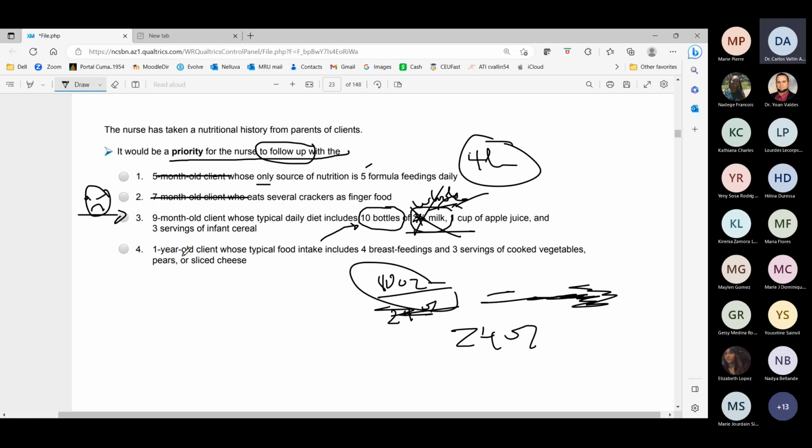Let's see the last one, 1 year. We already have 1 year, whose typical food includes 4 breastfeeding. Yes. So is it still drinking breast milk? It's okay. It's okay.